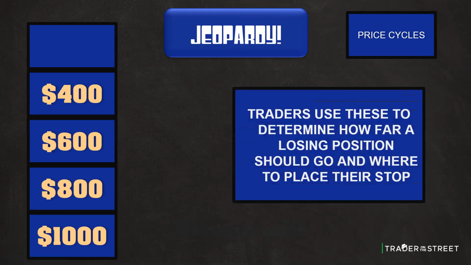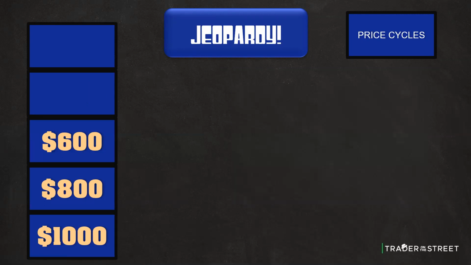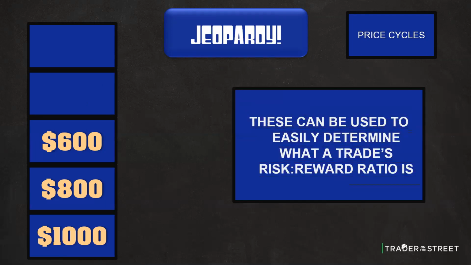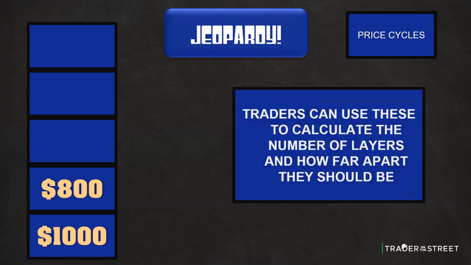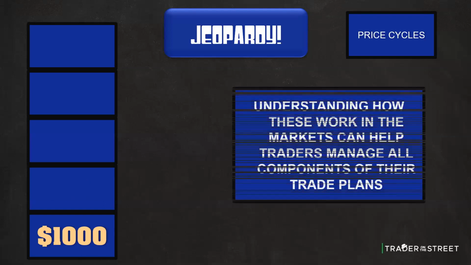Next. For 400, traders use these to determine how far a losing position should go and where to place their stop. What are price cycles? Yep, we can use price cycles for this too. For 600, these can be used to easily determine what a trader's risk-reward ratio is, or should be, or can be. What are price cycles? Gee, I'm detecting a pattern here. For 800, traders can use these to calculate the number of layers and how far apart they should be. What are price cycles? Okay, you guys are getting the picture here, right?